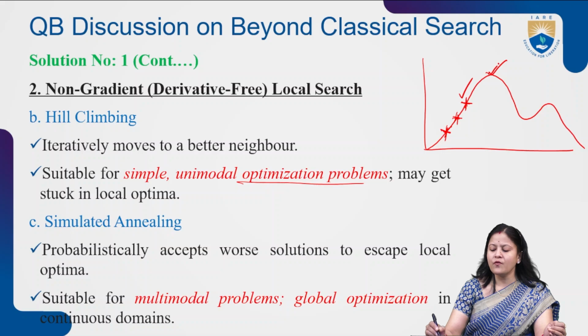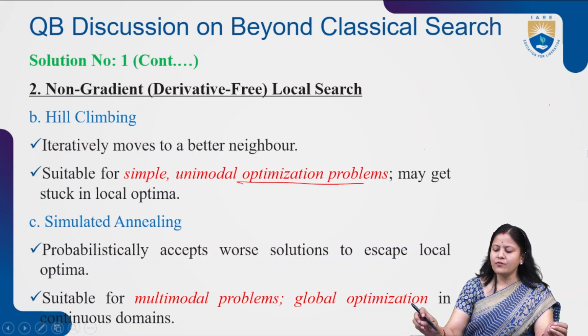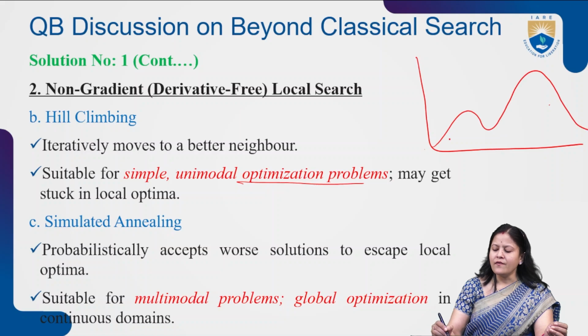Unimodal means a maximum of one curve would be there. But the problem with hill climbing is that it may get stuck at a local optimum. Let me erase so that I can give you clarity on the problem with hill climbing. Suppose the hill is like this. Then suppose the agent starts here, moves forward and finds the peak point over here. So this is the best solution among all the solutions.